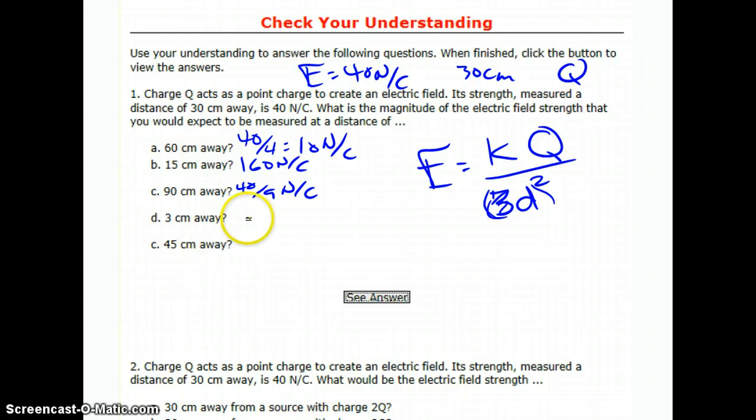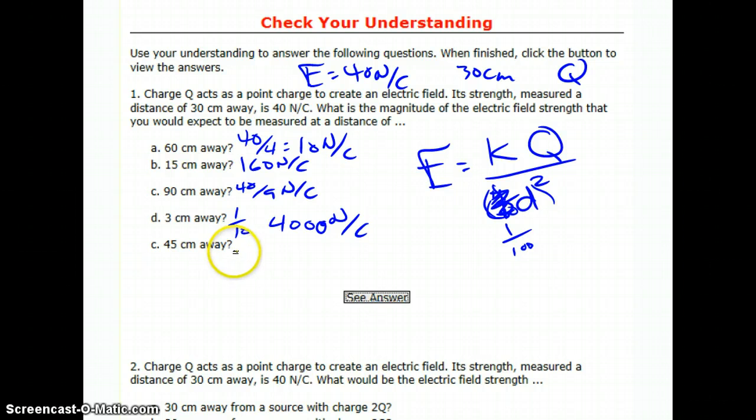Now, if it's 3 centimeters away, that's 1/10 of the distance. Now, you got to square that. 1/10 squared is 1 over 100. Dividing by 1 over 100 is the same as multiplying by 100. So it's going to be 100 times more. So we're going to go from 40 to 4,000 newtons per coulomb. Okay, 2 zeros more. Big difference. We're really in close. When you're in that close, you're going to have a very large electric field strength.